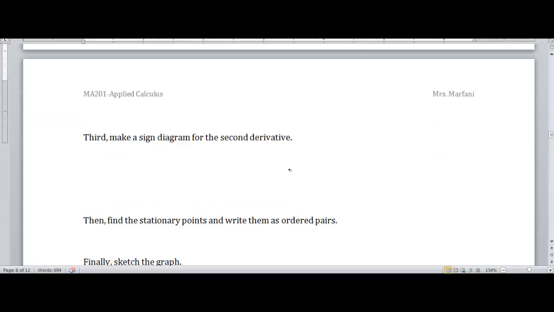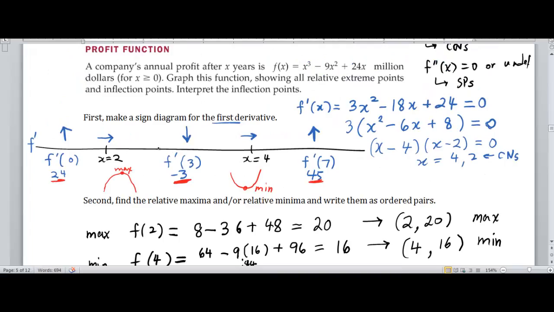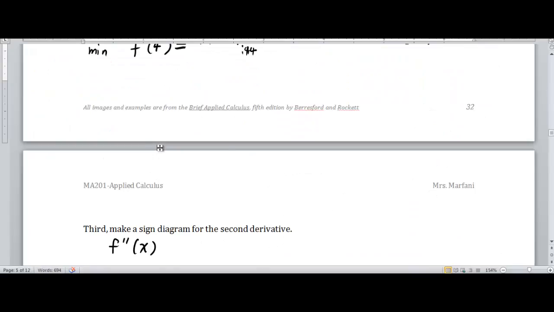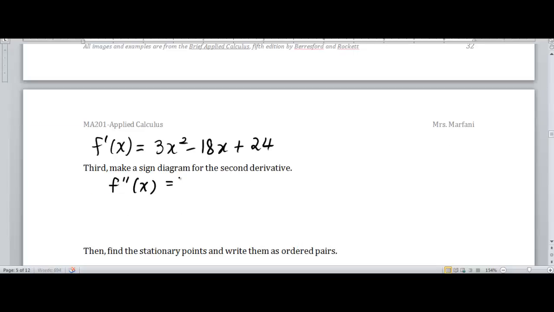Now it says make a sign diagram for the second derivative. Well, now let's take the second derivative. Let me just copy the first derivative here: 3x squared minus 18x plus 24. That was the first derivative, so the second derivative should come from that. We take the derivative again and we get 6x minus 18, right? And then we set this equal to 0. We solve, we get x equals 3.